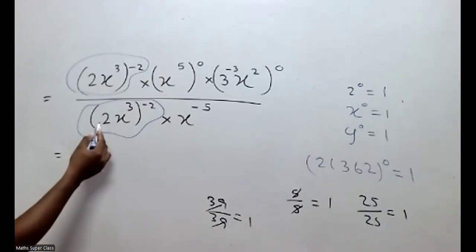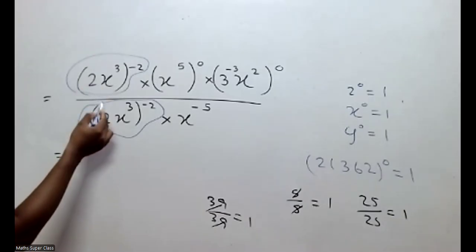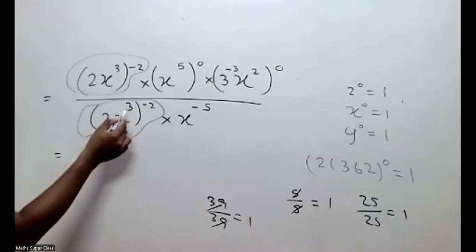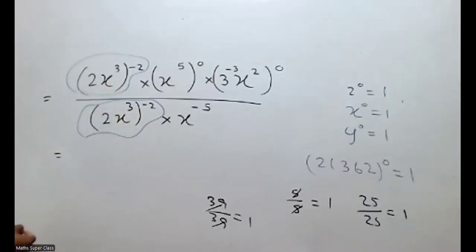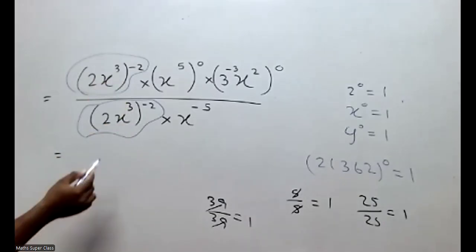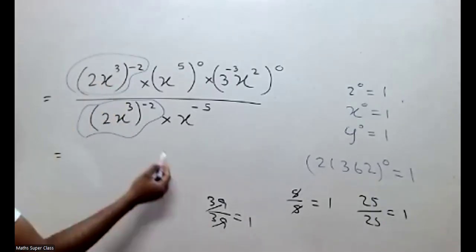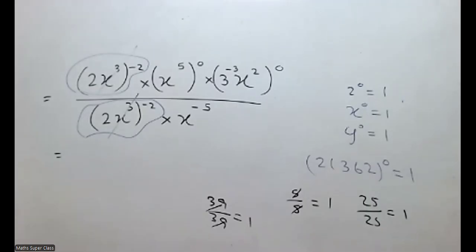Same thing. 2, no powers. That means 2 to the power 1. x to the third power, x cubed multiplied by minus 2. Same thing up and down, as a denominator and numerator. What happened? The same thing, just we can cut.